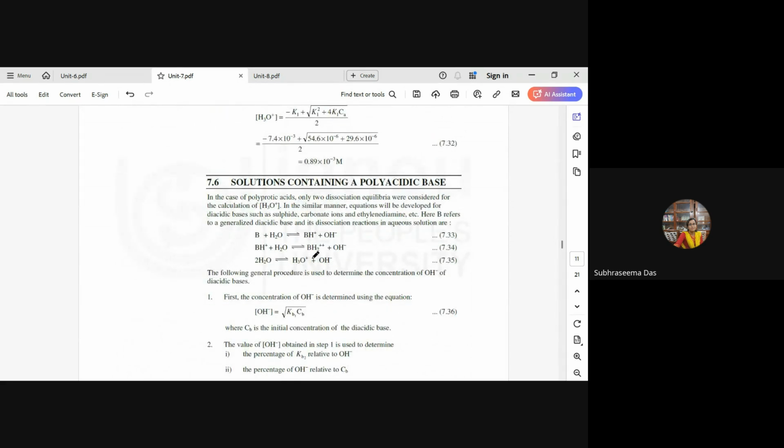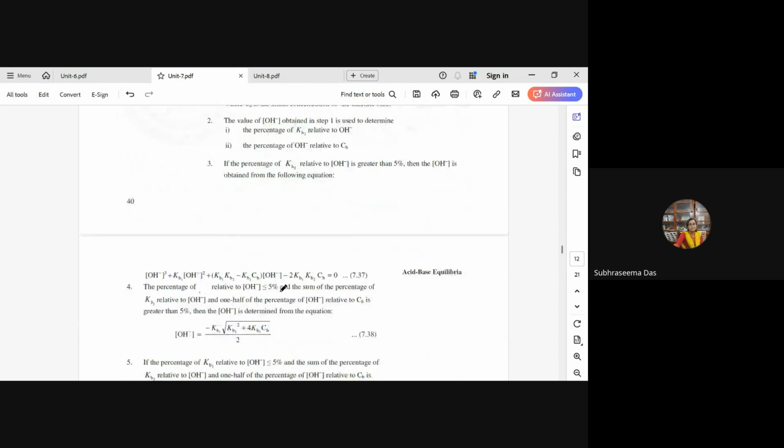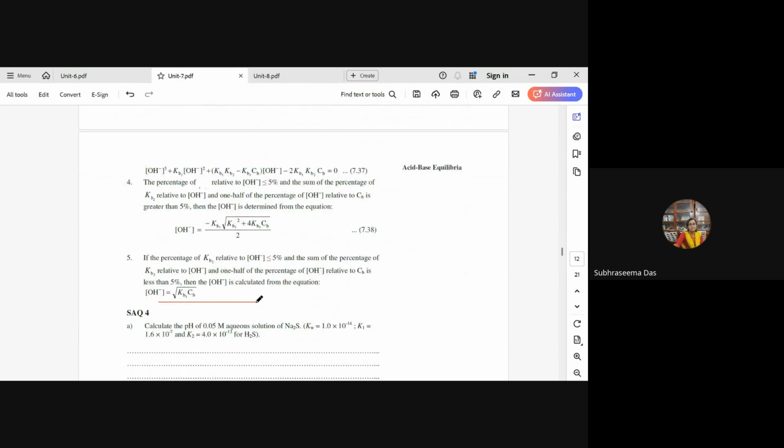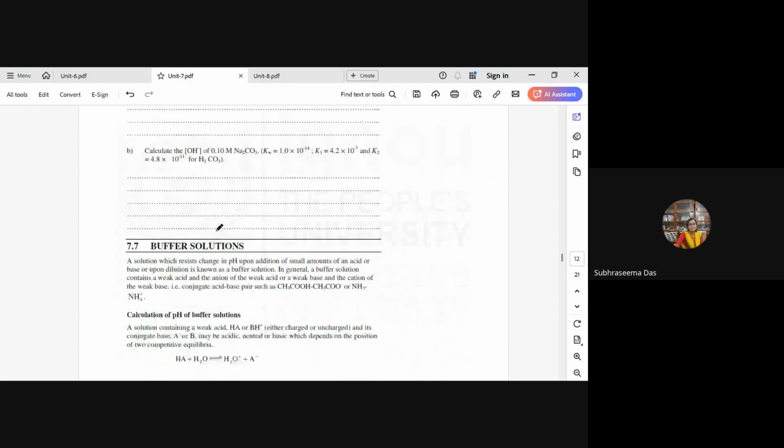Then coming to solutions which contain a polyacidic base. In the case of polyprotic acids, only two dissociation equilibria were considered. In a similar manner, the treatment can be developed for a diacidic base. A diacidic base means it has two OH minus ions. Similarly, the concentration of OH minus can be calculated using this formula, and then they have been simplified. Here an example has been given.